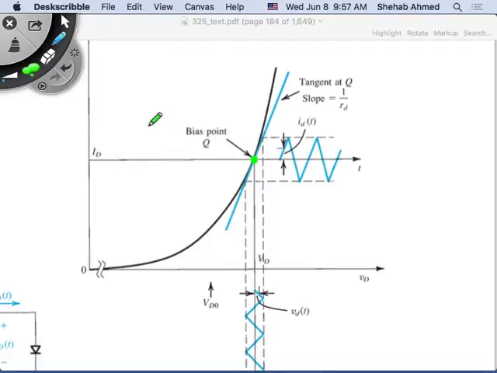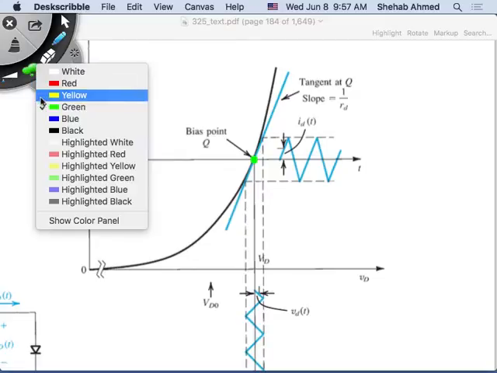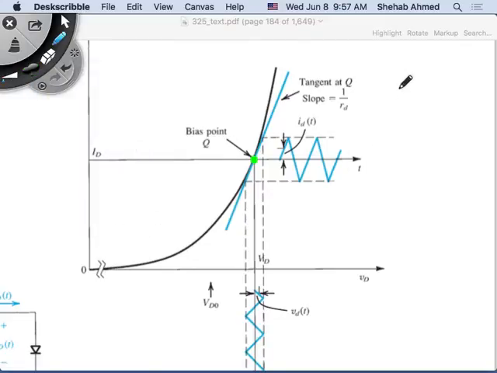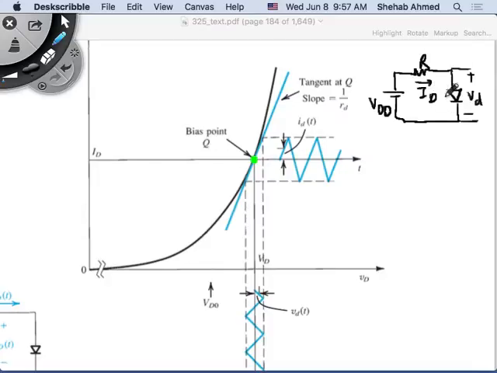So what if now I change my circuit? I had a circuit that looked like this, and this was my diode, and this is the voltage that I was measuring across the diode, VD, right? And this was my power supply voltage, this was my resistor, this was my ID, right? From this circuit we found this point, right?